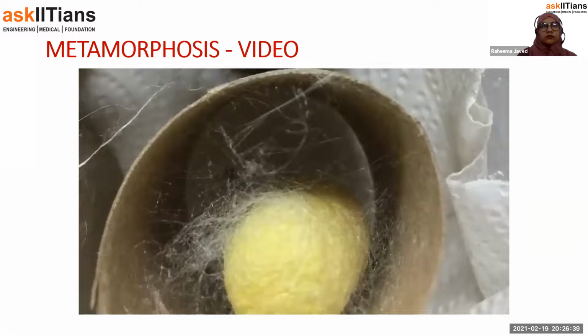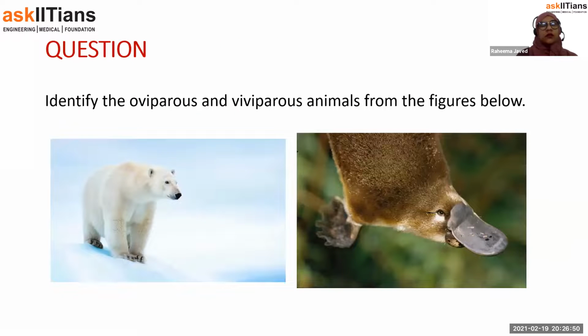So I hope you could identify the stages shown in the videos. So we are going to start off with the questions now. In the first question, you have to identify the oviparous and the viviparous animals from the figures below.